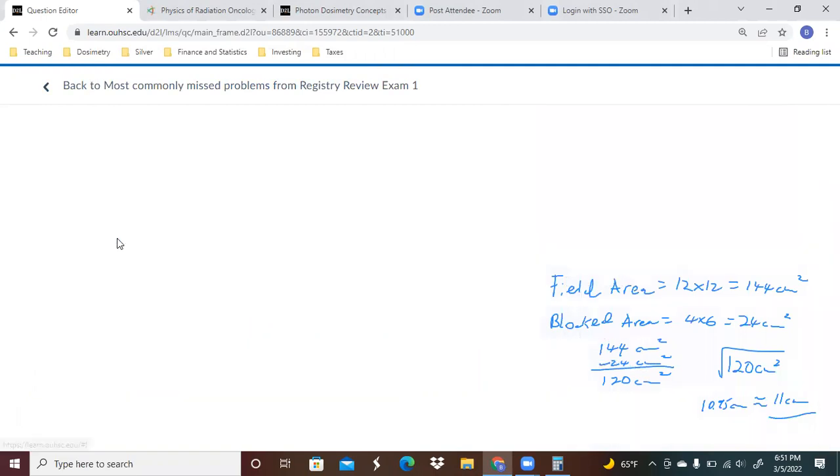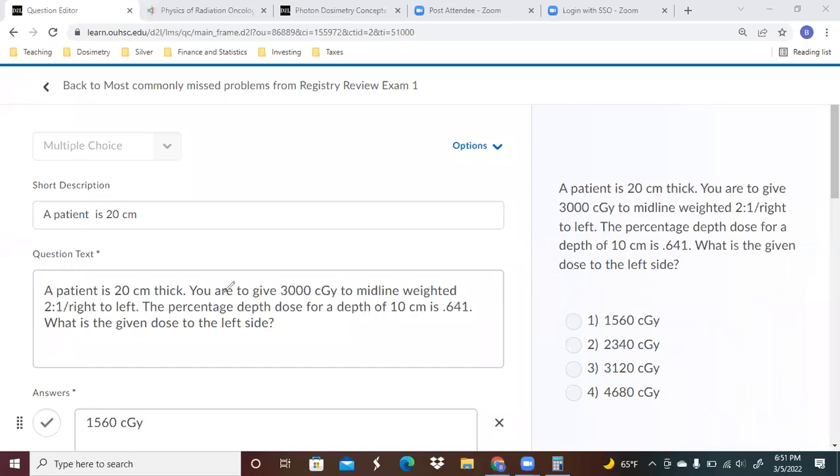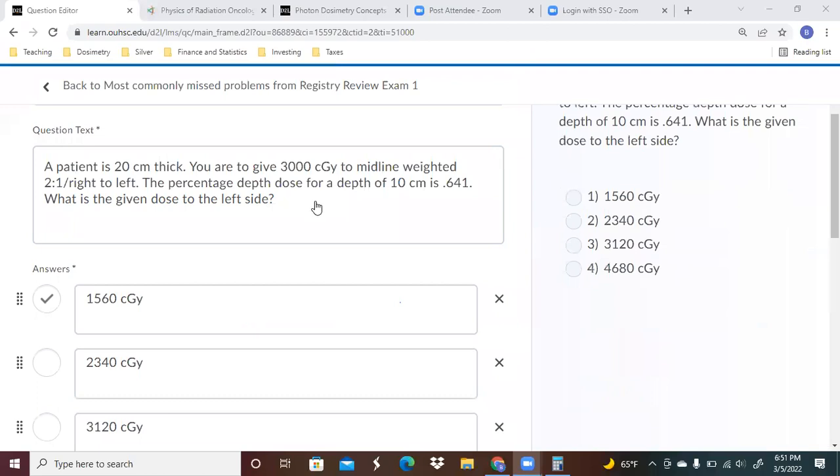Okay, so this will be the last problem out of this particular video. And again, I will create another one in order to show you how the others are worked. So a patient is 20 cm thick. You are to give 3000 centigray to the midline, weighted 2 to 1, right to left. The percentage depth dose for a depth of 10 cm is 0.641. So what is the given dose on the left side?